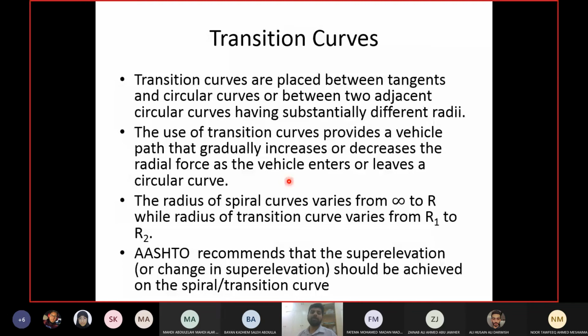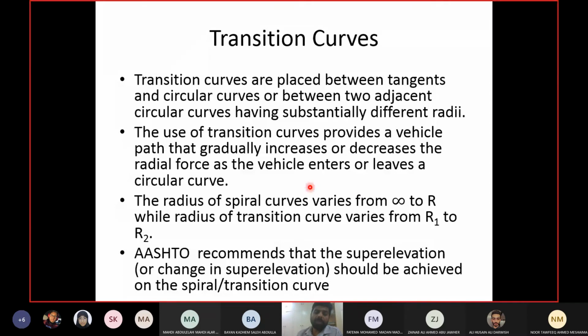Now what is the benefit of providing a transition curve? Transition curve is never provided alone. Transition curve is never provided between 2 tangents. Transition curve is either provided between a tangent and a circular curve, or between one circular curve and the next circular curve.